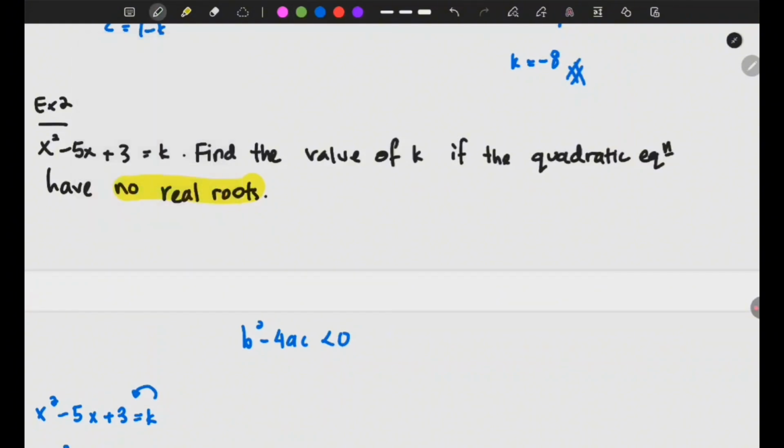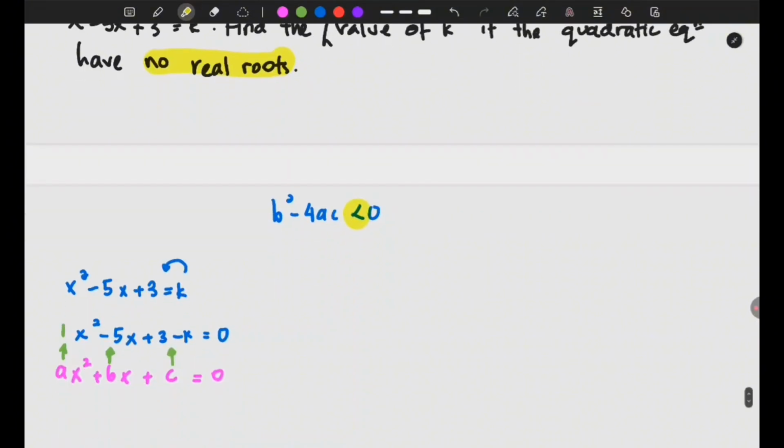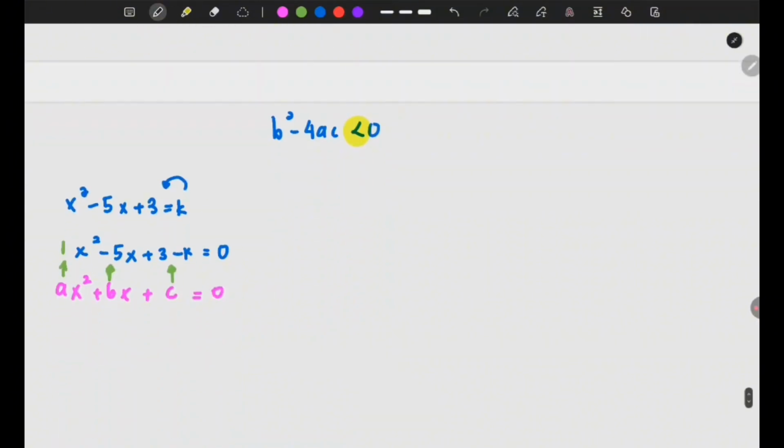For this type of question, you can't find the exact value, but you can find the range, because the equation will be in the inequalities form. So you can't find the exact value, but you can find the approximate value, the range, because it's an inequality. So now let's do this. A is 1, my b is negative 5, c is 3 minus k.